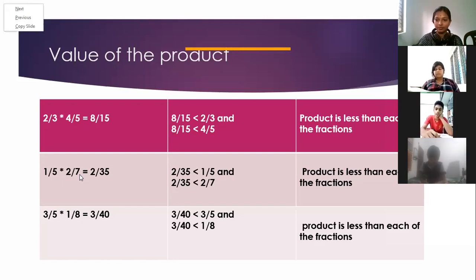So which number is largest? 1 by 5 and 2 by 7. That's why we have written here that 2 by 35 is less than 1 by 5 and 2 by 35 is less than 2 by 7. You can fill in your textbook also. In the first column, fill in the product 2 by 35, and in the second column, write that 2 by 35 is less than 1 by 5 and 2 by 35 is less than 2 by 7.